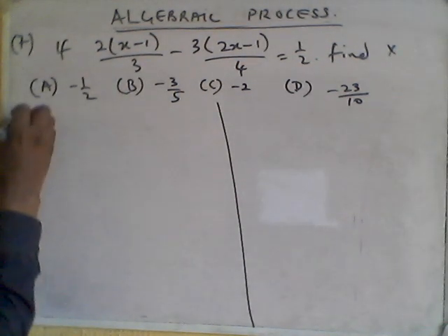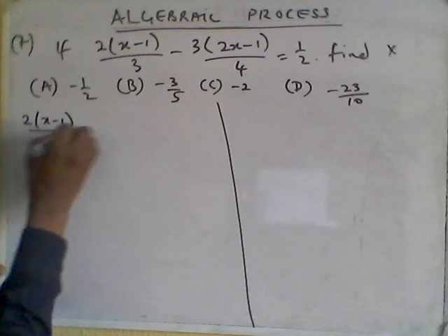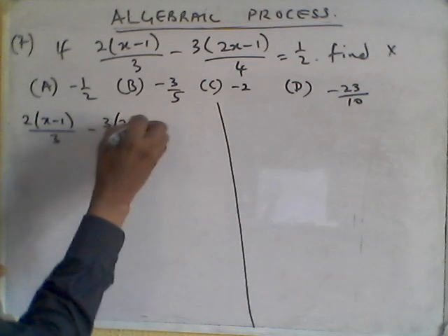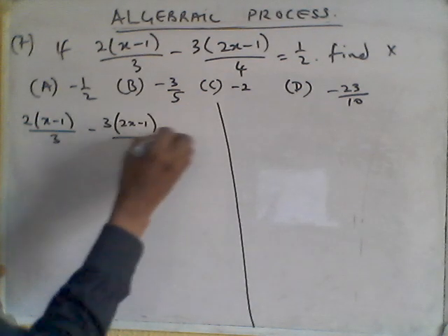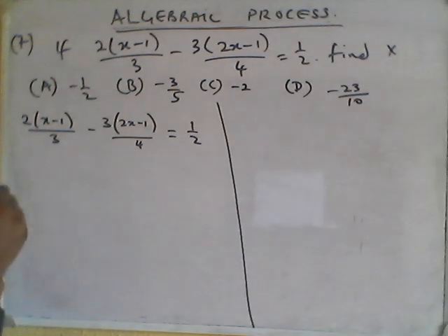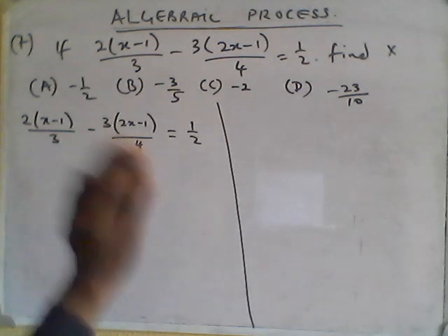So I'll write it like this: 2 open bracket x minus 1 close bracket over 3 minus 3 into 2x minus 1 over 4 is equals to half. Now check this out. These are just 3 terms here. This is a term here, this is another term, this is another term. That's how you break it down, very simple.